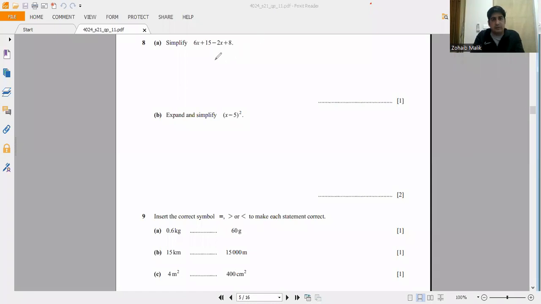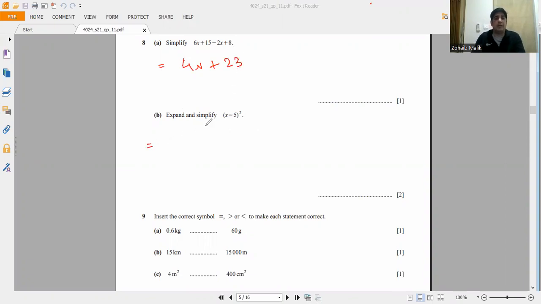6x plus 15 minus 2x plus 8. सबसे पहले लाइक वैल्यूज को हमने सिंपलीफाई करना है. 6x में से 2x चले गए तो 4x आर लेफ्ट, एंड 15 में से 8 ऐड कर देना हमने 15 में, तो दिस वुड बी डेफिनेटली 23. So 4x plus 23 is the answer.